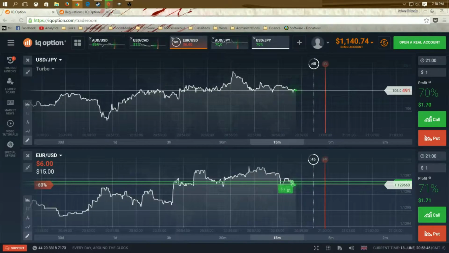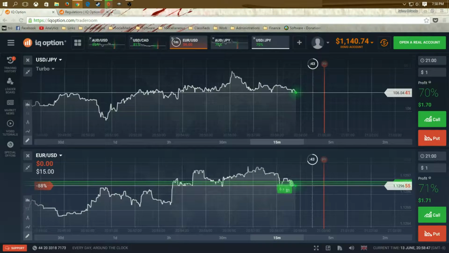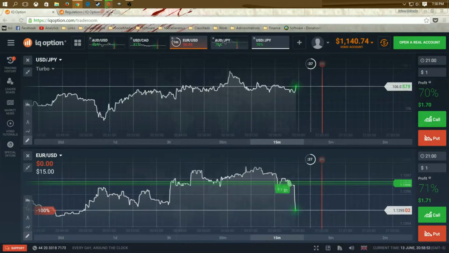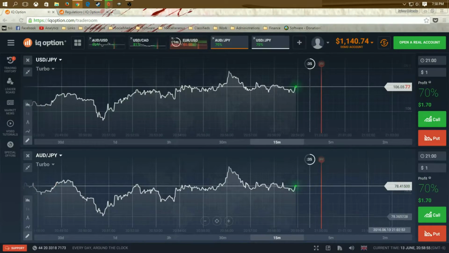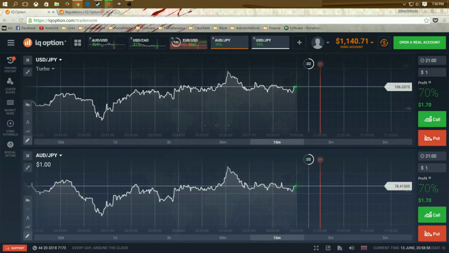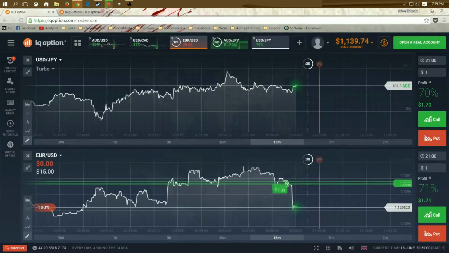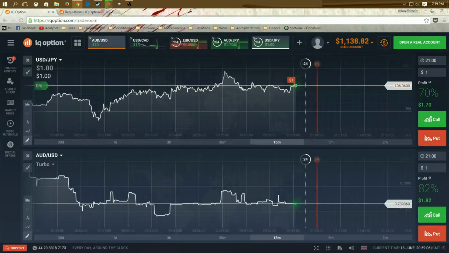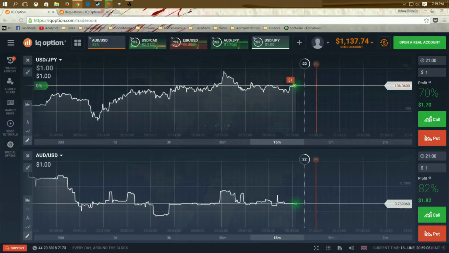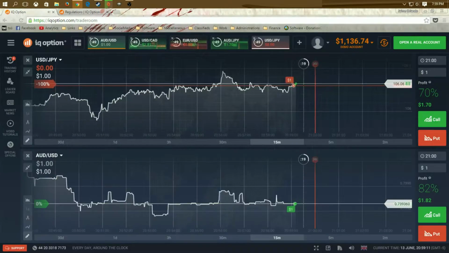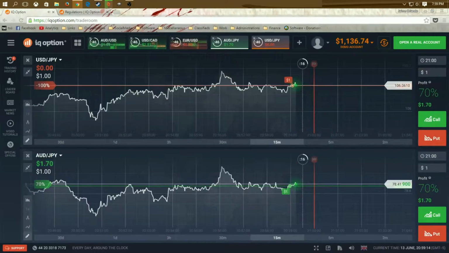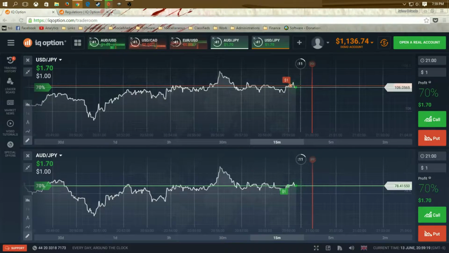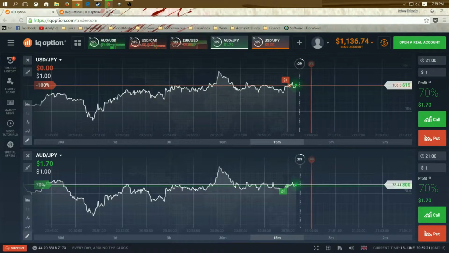Okay, so there's $15 on the euro competing against the United States dollar. It looks like that is not going to be good. Go ahead and keep this going. And again, there are various strategies, indications, things like that. As you can see here, these two currency pairs are doing almost the exact same thing.